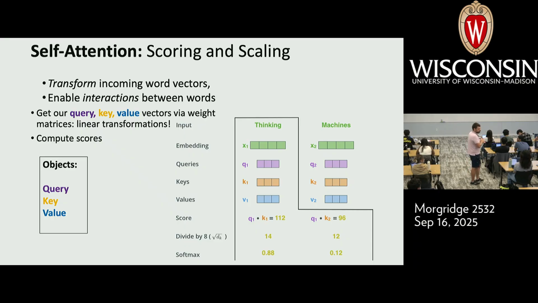Oh, so query, key, value are different parameters? They're actually not parameters. The parameters are those matrices we multiply by. These are just some values that we get.